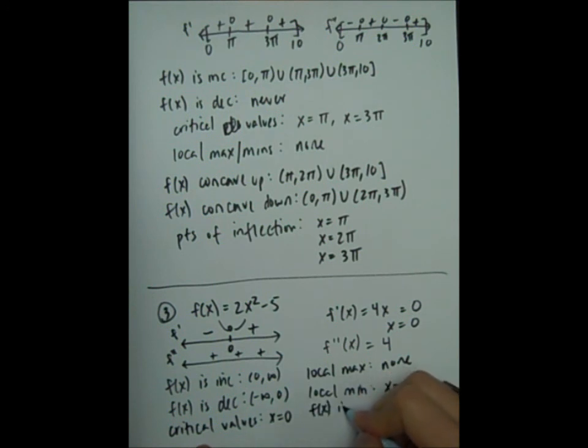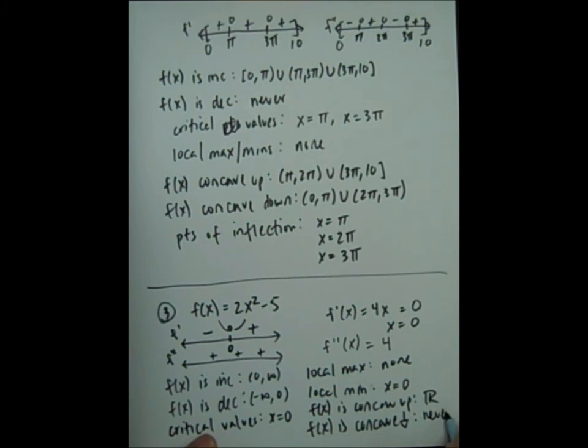What else? F of x is concave up, and f of x is concave down. Well, the second derivative was always positive, so it's always concave up, never concave down. And lastly, do I have any inflection points? No, because this never changes signs. It's always positive.